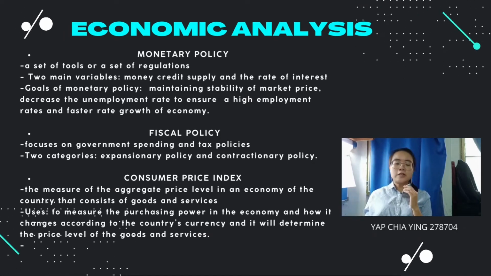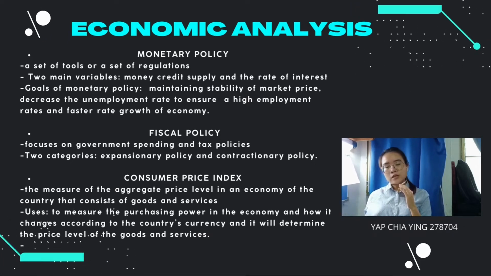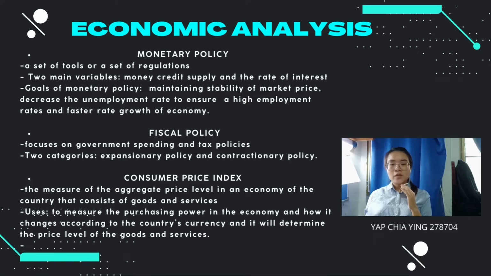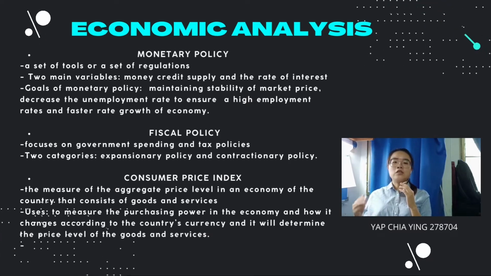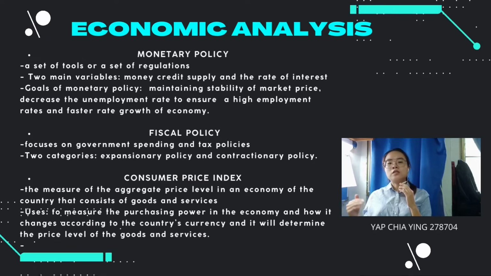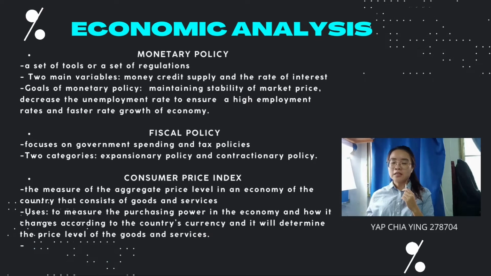Contractionary policy is a policy that reduces the amount of money available to be lent to borrowers, such as consumers or businesses, and increases taxes to reduce business spending. In Malaysia, the government has revised the deficit target for 2021 from 5.4% to 6% of GDP. The third factor for economic analysis is consumer spending.